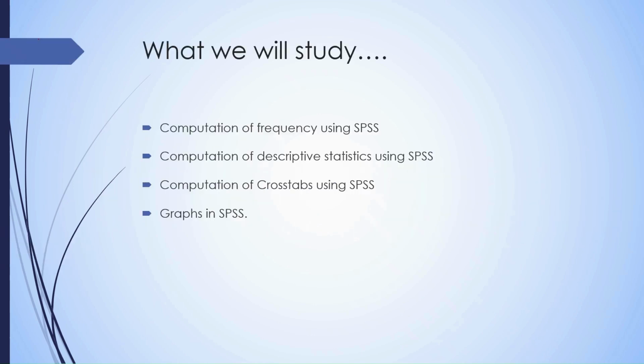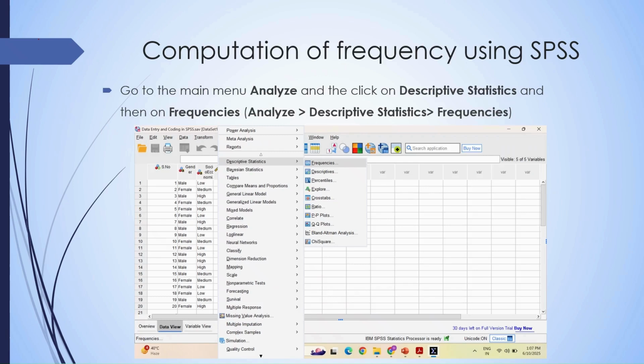Alright. So what are we going to study? We'll see how to compute frequency using SPSS. We'll see the computation of descriptive statistics using SPSS. We'll see the computation of cross tabs using SPSS, and we'll also see graphs in SPSS. So let's start with computation of frequency using SPSS. The whole process is very simple, exactly how we did in Microsoft Excel. Most of the steps are the same. I would suggest that you download SPSS and do it side by side, it would be easier for you to remember what you have done.